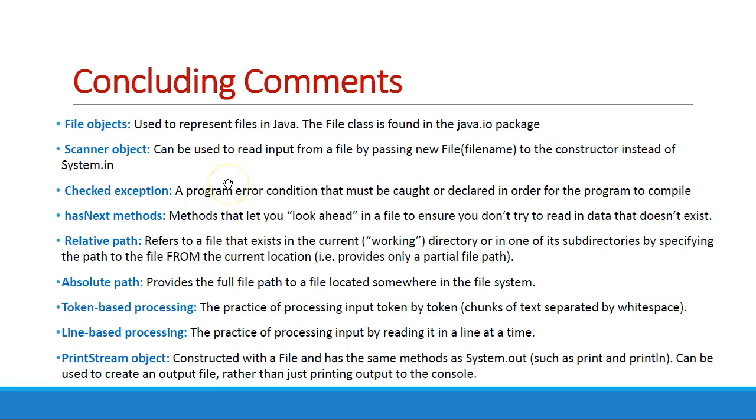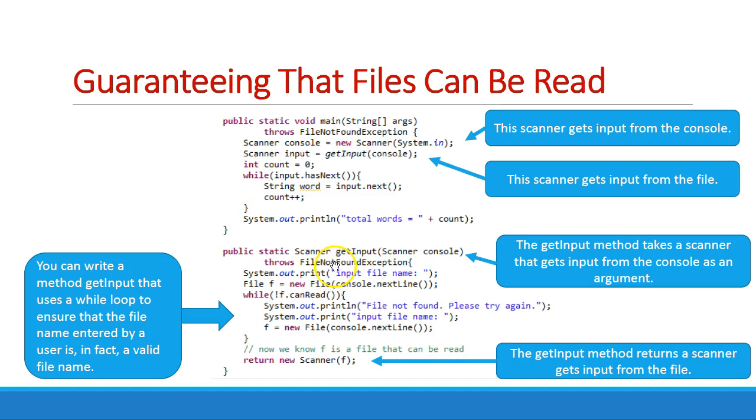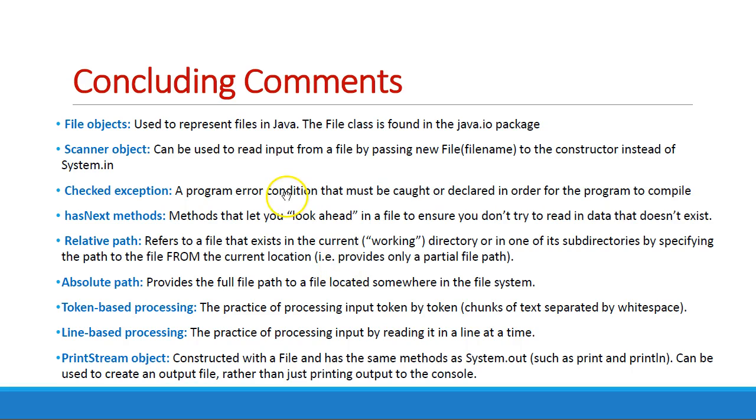Okay, so let's talk about what we've gone over. So we've talked about the file object, and it's important to remember that you must do a new file of the file name. If you just use the file name, the scanner is just gonna scan that one string. So we talked about the scanner object. We talked about a checked exception. That's where you have to declare that it throws file not found exception. We talked about the hasNext look ahead.